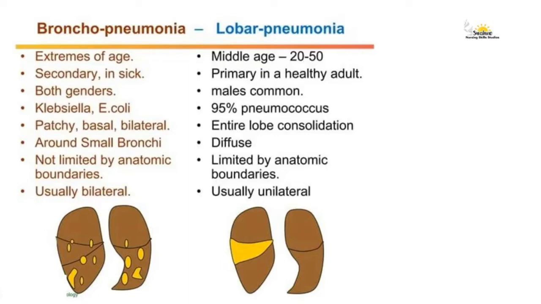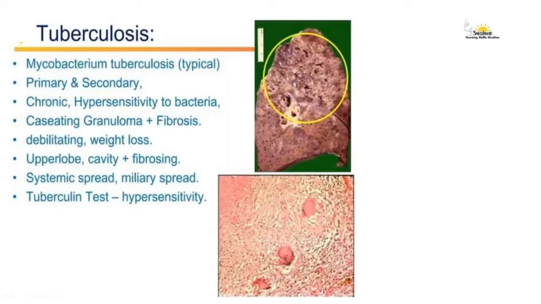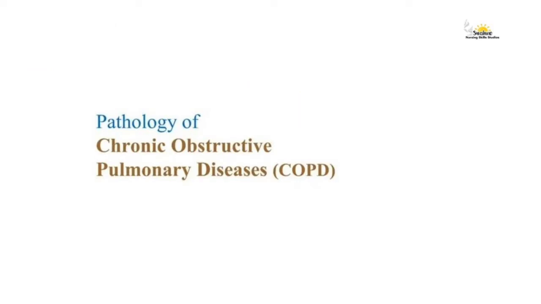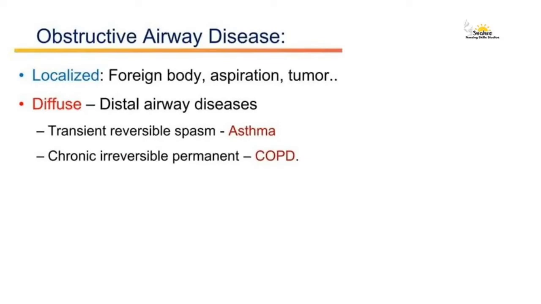To brief you about tuberculosis, it is considered a potentially serious bacterial infection of the lung caused by Mycobacterium tuberculosis, with symptoms of fever, cough, weight loss and night sweats. Chronic obstructive pulmonary disease comprises a number of different respiratory diseases with pathological obstruction of pulmonary airflow as the common pathogenetic mechanism. And here we see it is classified into localized and diffuse.